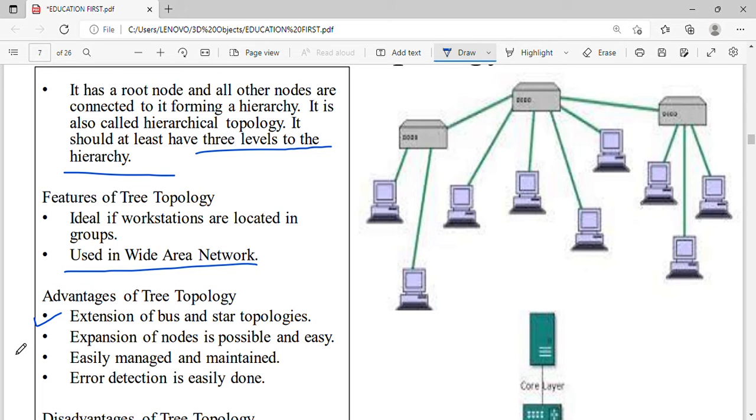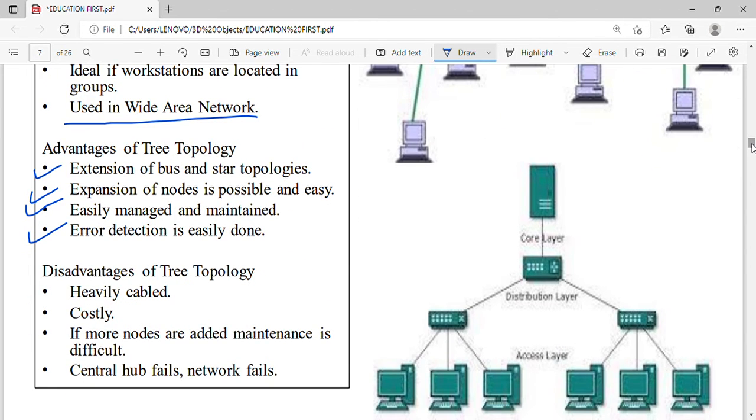Extension of nodes is possible, and it is easily managed and maintained. Error detection is easy. Disadvantages: heavily cabled, costly. If more nodes are added, maintenance is difficult. If the central hub fails, the network fails.